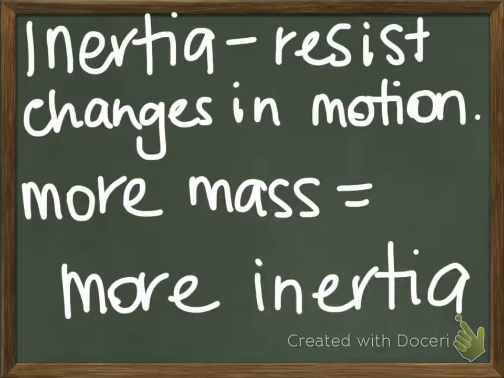Another thing that you need to remember is the greater the mass an object has, not the weight, but the mass, the amount of stuff in it, the more inertia it will have. So a truck, for example, has more inertia than a small car.